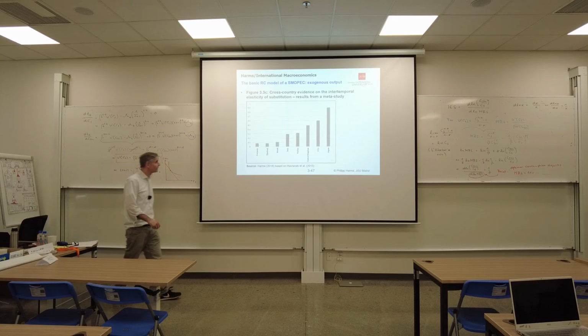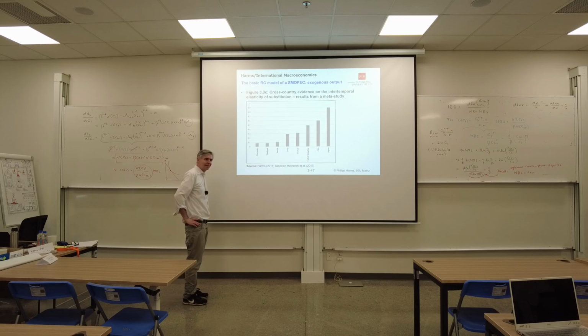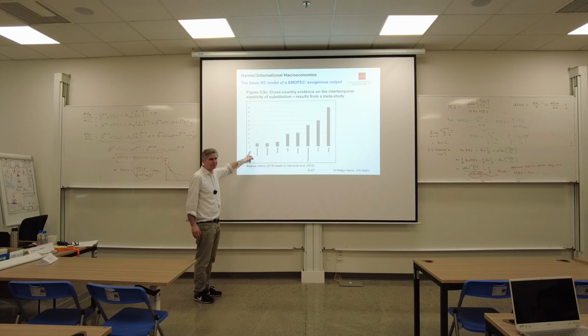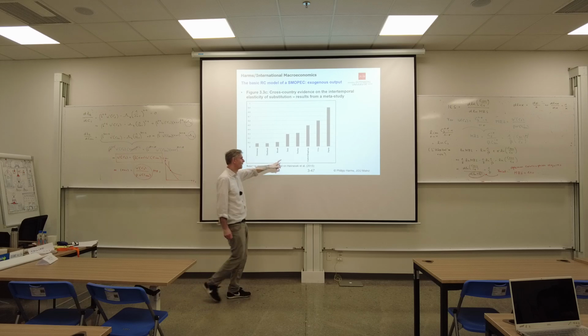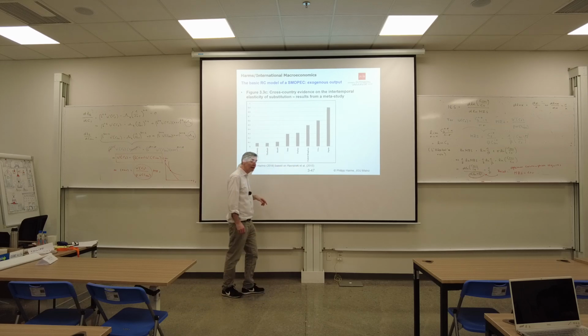First thing is, there is a meta study by a bunch of Czech people, one of them being called Havranek. And they computed estimates of elasticities of substitution. And it turns out that the Germans have a very low intertemporal elasticity of substitution, and the Japanese have a very high one.